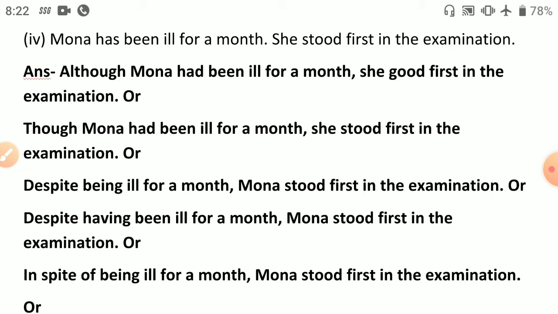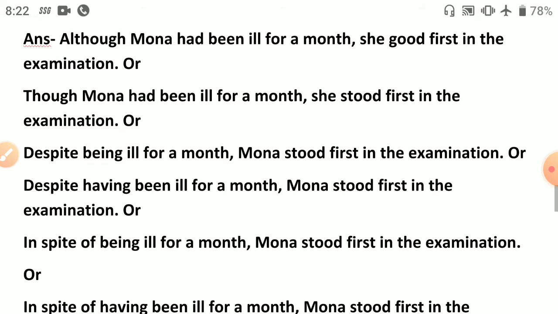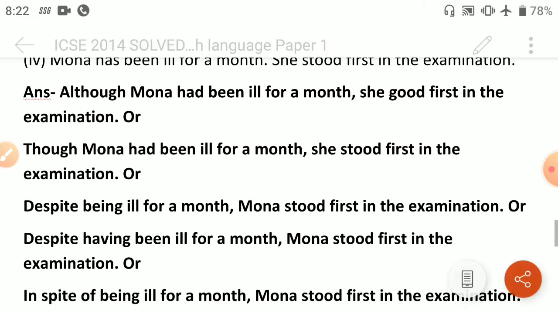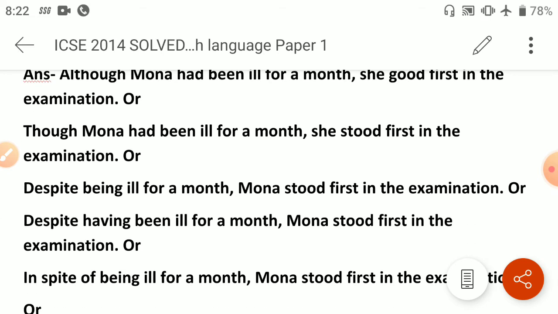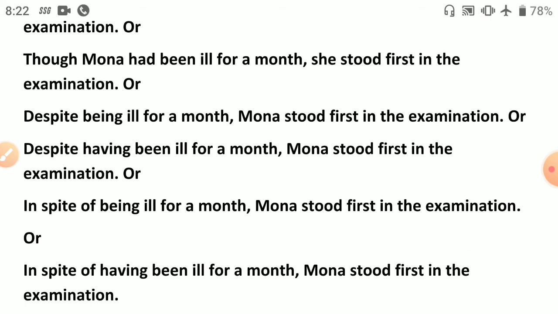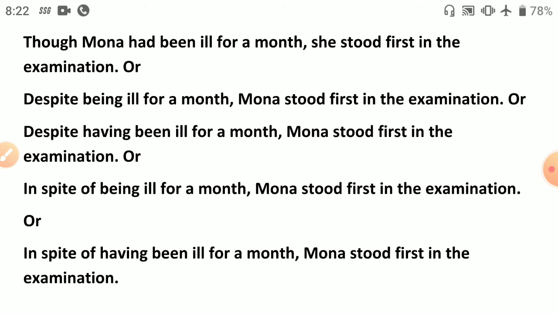Although Mona had been ill for a month, she stood first in the examination. You can use even though. You can also go for despite and in spite. So despite being ill for a month, Mona stood first in the exam. Or despite having been ill, you cannot write having been, that's wrong. So having, the perfect participle, you are using. So having been ill for a month, Mona stood first in the examination.